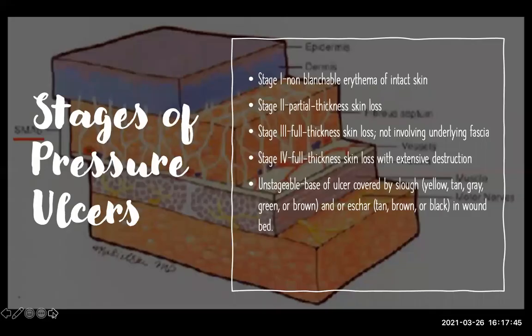So stage 1 is considered a non-blanchable erythema of intact skin. It's a partial thickness wound because it only goes through the epidermal layer of the skin. Then we have a stage 2, which is a partial thickness wound also, because it only goes down into the dermal layer of the skin.